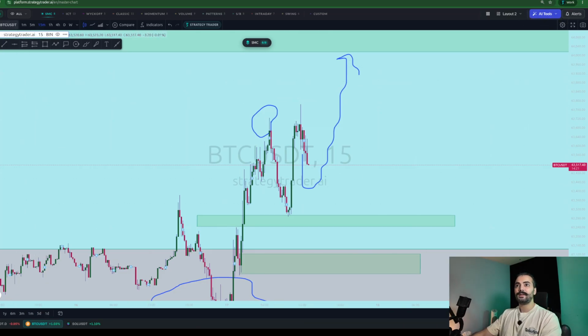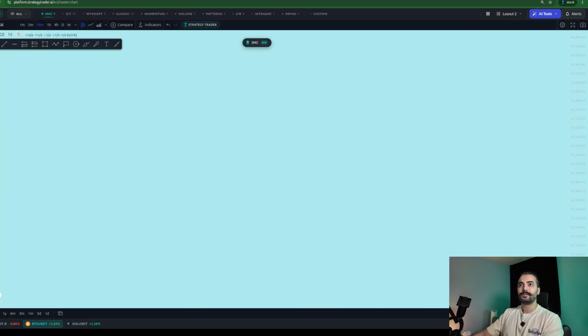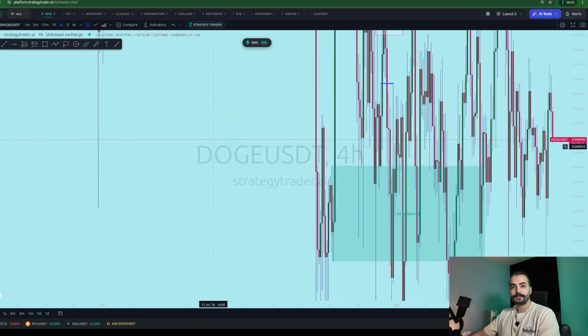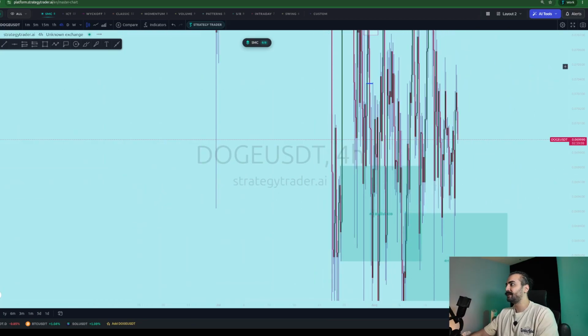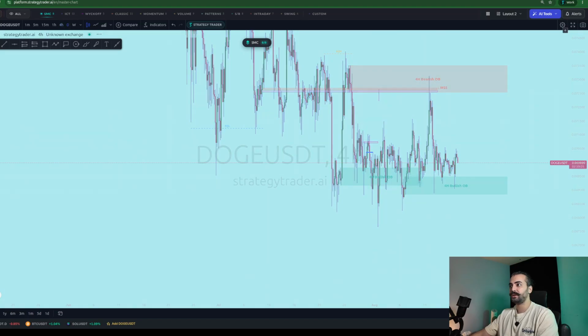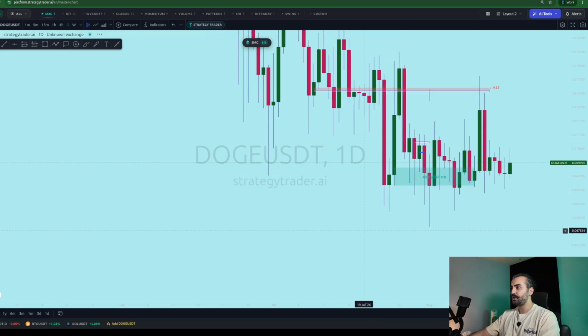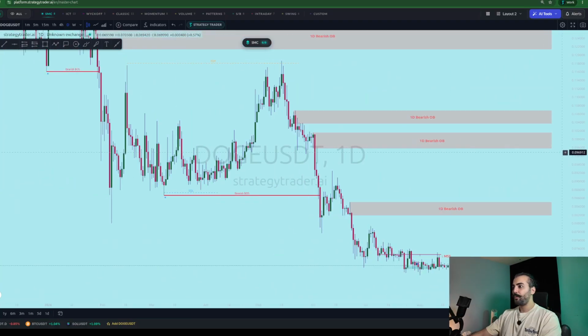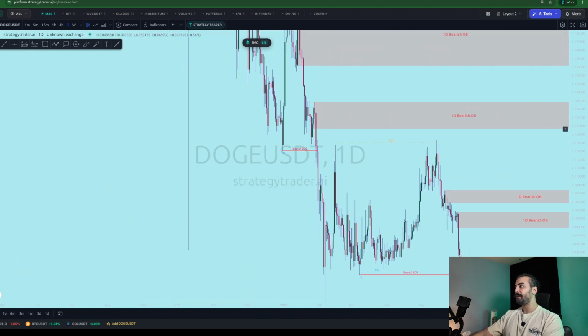There's also another thing that is very interesting for me. Doge USDT. On the Doge USDT and many other altcoins, what we can see right now is a huge consolidation. If I go to the daily time frame, you can see that there is a huge consolidation. You can see how price got jammed here all the way down here, and it's like a compact spring. It's waiting to go higher. It's waiting to explode. So this is what we're expecting.